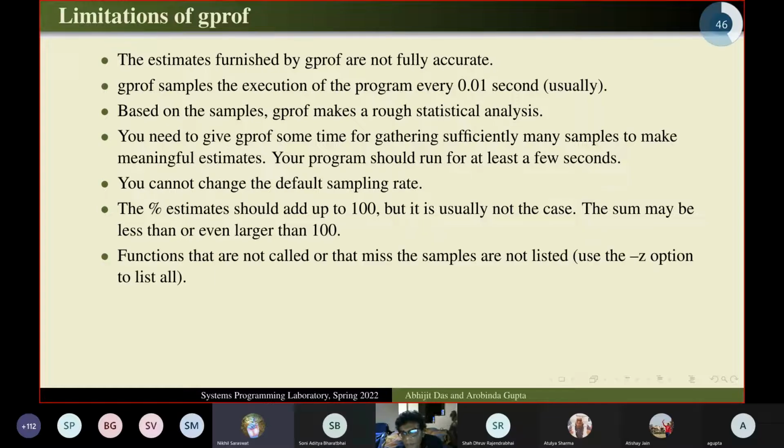Sir, suppose we are taking input from the user, then how is that time considered in the runtime, or what is done exactly over there? If you have a scanf inside a function, it's still inside that function. That's the time the function is taking. So it will still add basically.